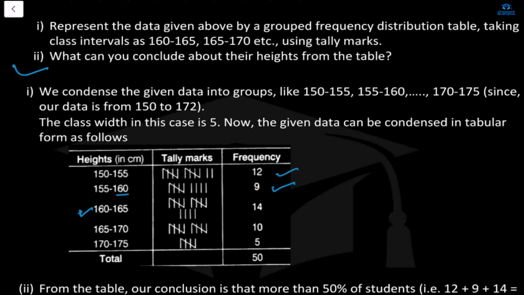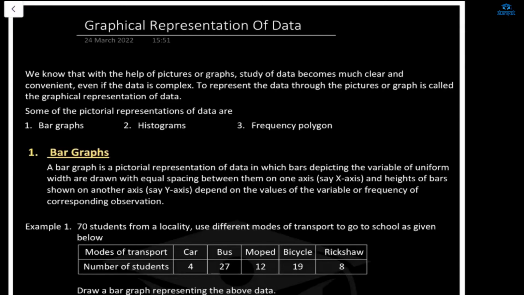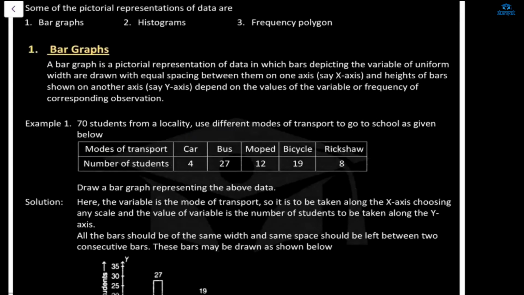Okay, everybody. Any doubt? Now we can move on to the graphical representation. Yes, Arham, ask. Nothing, ma'am. Okay, now we have already seen how many graphical representations there are. There are three types of graphical pictorial representation of data: bar graph, histogram, and frequency polygon. This helps us to represent the data. Now bar graph is the simplest one.